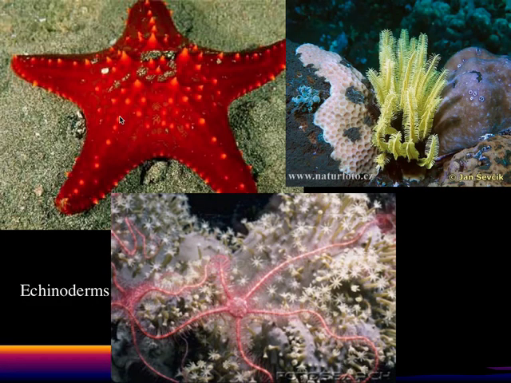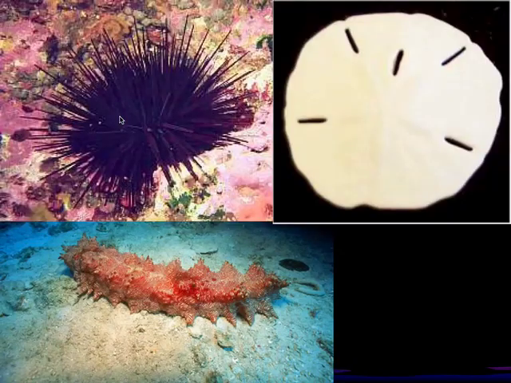Starfish also fall into this category on the top left, as well as the feather star on the top right, and then the brittle star on the bottom section. Also under echinoderms, we have the sea urchin, the sand dollar, and then the sea cucumber. And that was all for invertebrates. So very, very complex organisms. However, not having a backbone is their main characteristic.